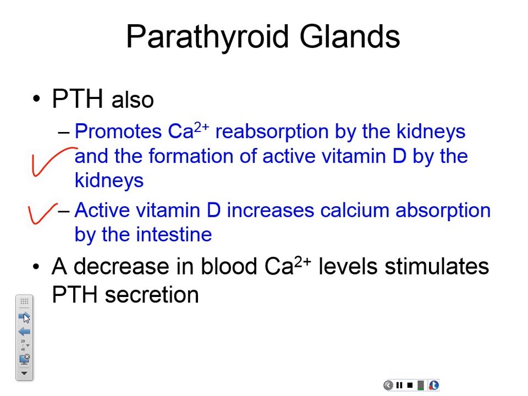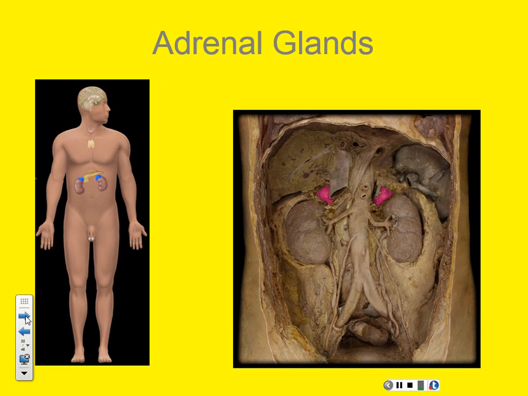Whenever you have low blood calcium levels, you release PTH, parathyroid hormone. Whenever you have high blood calcium levels, you release calcitonin from the thyroid gland. They're all in the same area, because the parathyroid is behind the thyroid gland.